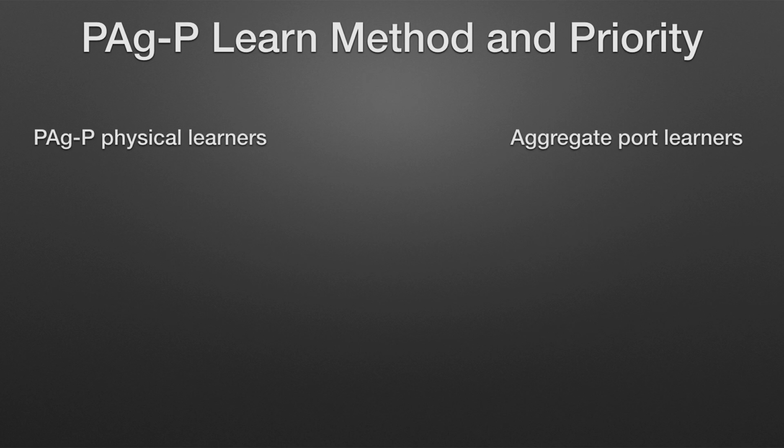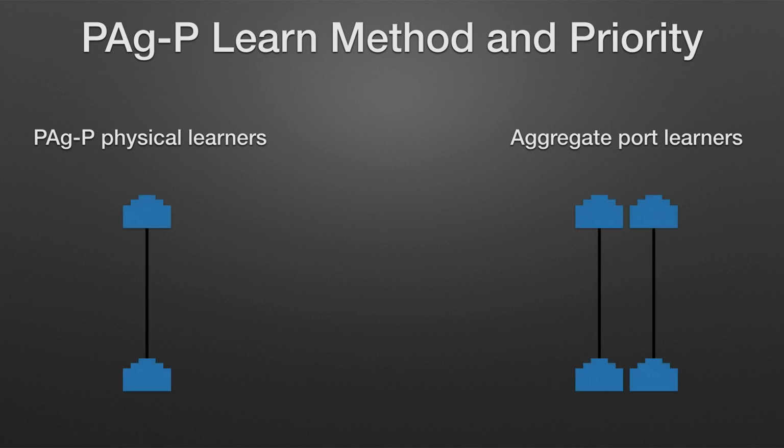PAgP Learn Method and Priority. Network devices are classified as PAgP physical learners or aggregate port learners. A device is a physical learner if it learns addresses by physical ports and directs transmissions based on that knowledge. A device is an aggregate port learner if it learns addresses by aggregate, logical, ports. The learn method must be configured the same at both ends of the link.